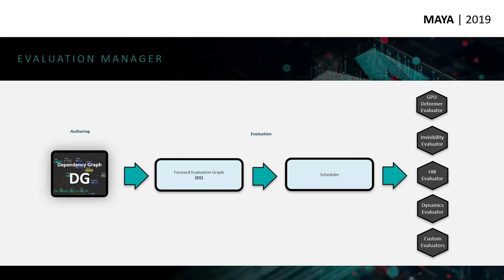You can also write custom evaluators, so you can use an API to generate your own custom evaluators if you have your own custom solvers that you want to parallelize. So that's about as low level as I'm going to get with this. This is a very simple representation of the architecture for parallel Maya.